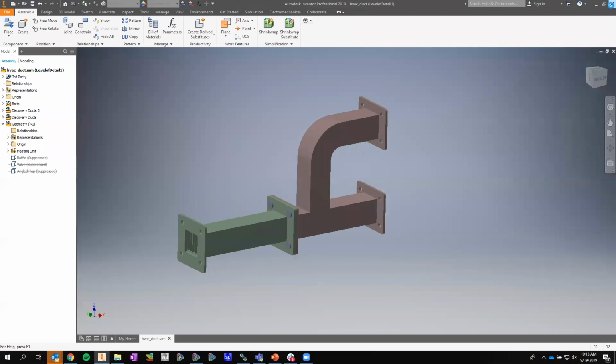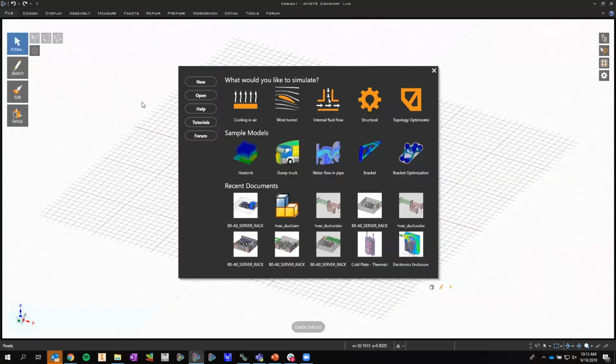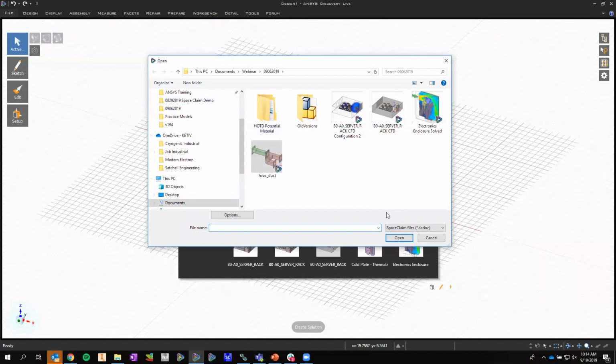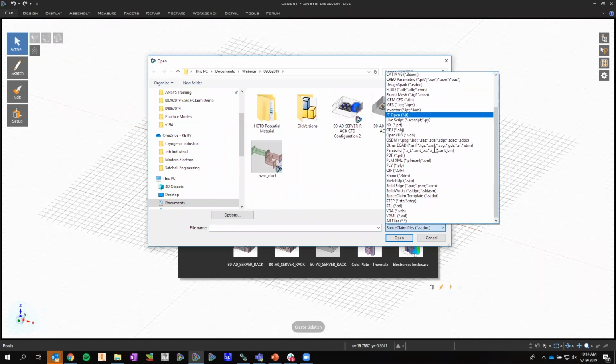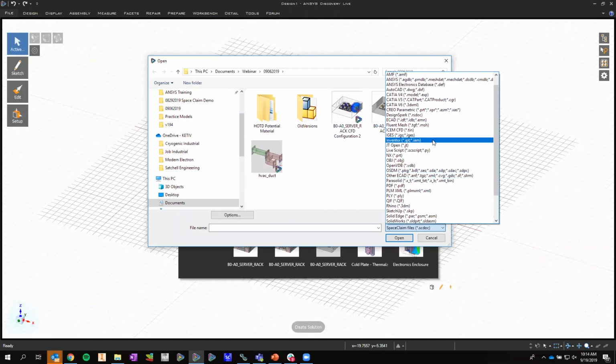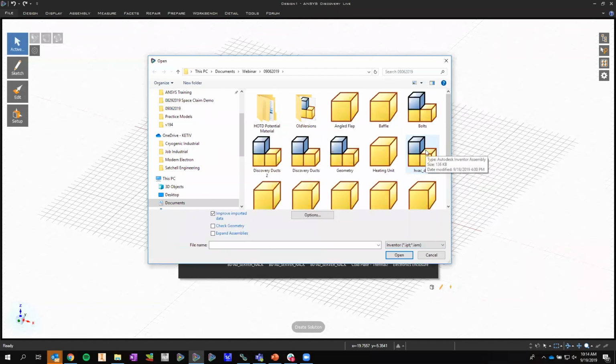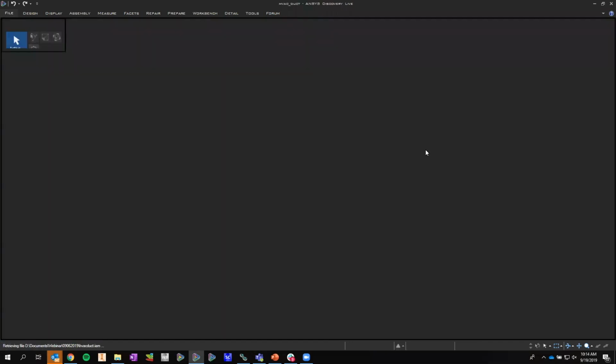Yeah. So I have this duct designed in Inventor, and I want to save it. Oh, I have it saved already. And I'm going to open it up in Discovery. When I first open Discovery Live, I have a startup page with templates to help you start your analysis right away, and sample problems and tutorials to help you learn the product. I'm going to go straight to the Open tab, and I can see that it's CAD agnostic, with a full list of the different CADs it supports. I'm going to look for Inventor, find that duct I designed, and open it up.